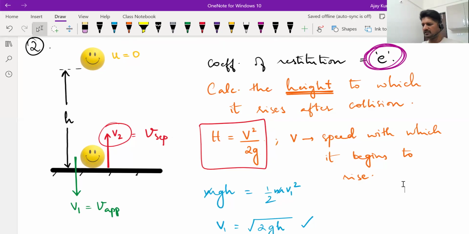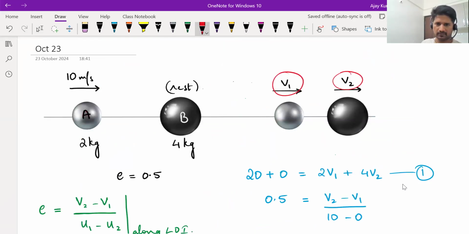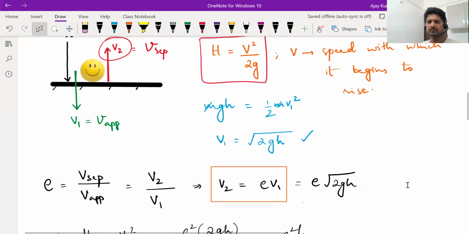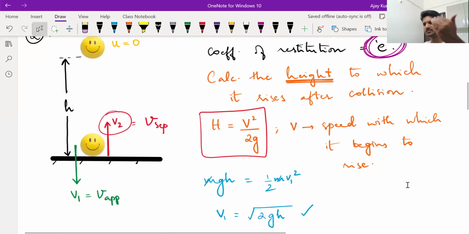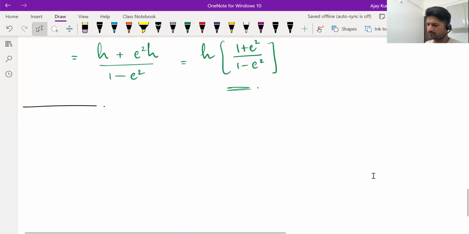Normally, when two objects like this collide, speed of separation is calculated as v2 minus v1. But here, since one of the objects was the reference, the other object's speed itself is the speed of approach, speed of separation. I'll give you some more questions like this for practice in the worksheet you can solve.